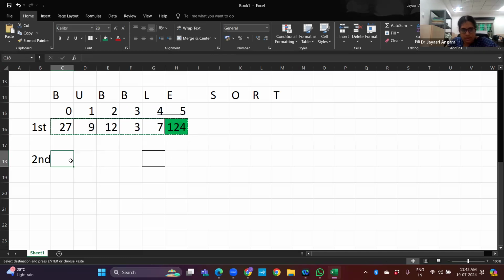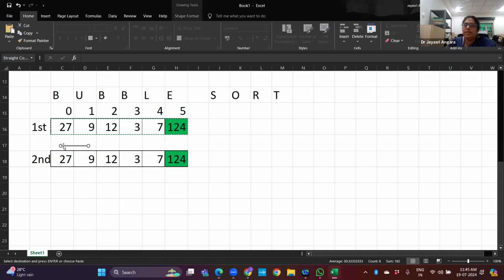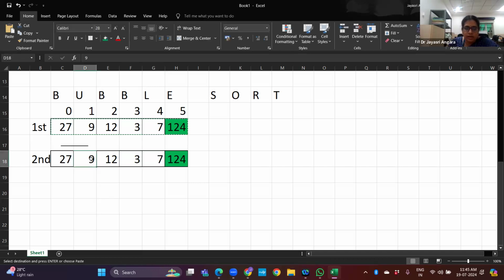Copy these elements. So initially we are comparing elements which are there in 0th position and first position. 27 is larger than 9, so 9 is going to be swapped with 27. 27 is there in temporary location, 9 occupies position of 27, and 27 occupies position of 9. Now, let us compare 27 and 12. So 27 is larger than 12. Again, swap is going to happen.